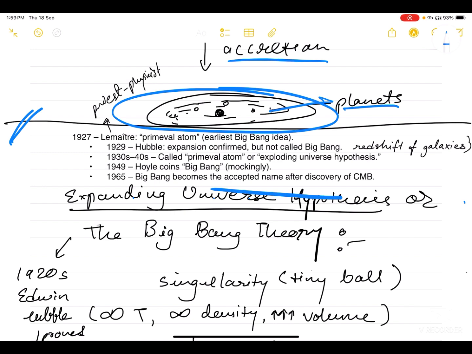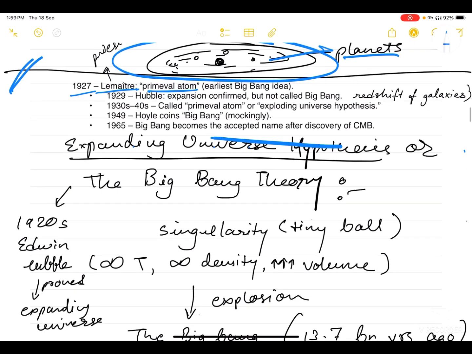When the Big Bang theory was proposed, it was not necessarily called the Big Bang theory; that came later on. The early idea was given by Lemaitre. Again, please pardon my pronunciation if it is wrong. What he suggested was that there was an early atom which underwent an explosion.